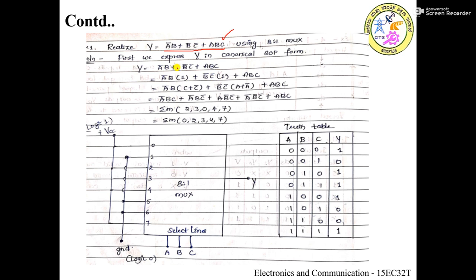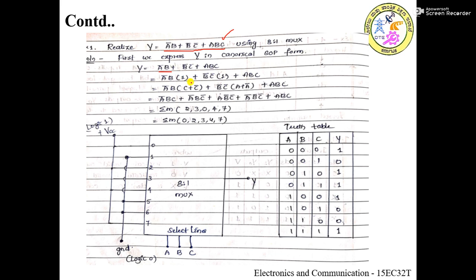A bar b plus b bar c bar plus abc. First we have to identify which term is missing here. In the first product, c is missing, so we write a bar b into 1. Anything into 1 is equal to itself, it doesn't make any effect. b bar c bar stays as it is. We won't change anything in the last product, abc, because it includes all the variables, so we won't do any operation on the last product term.